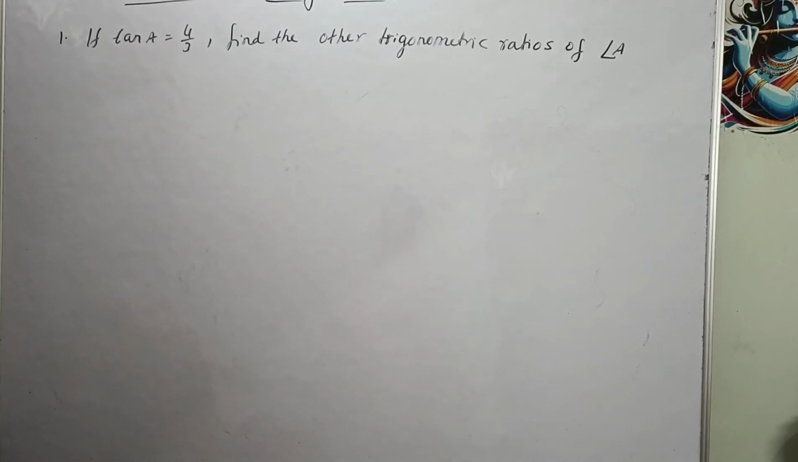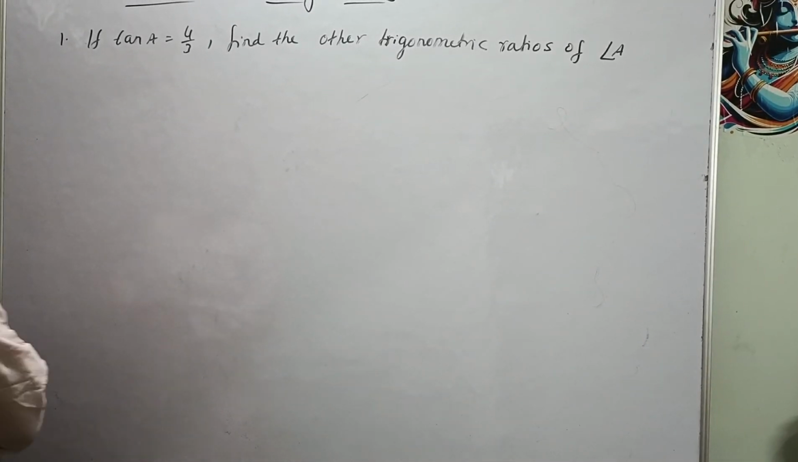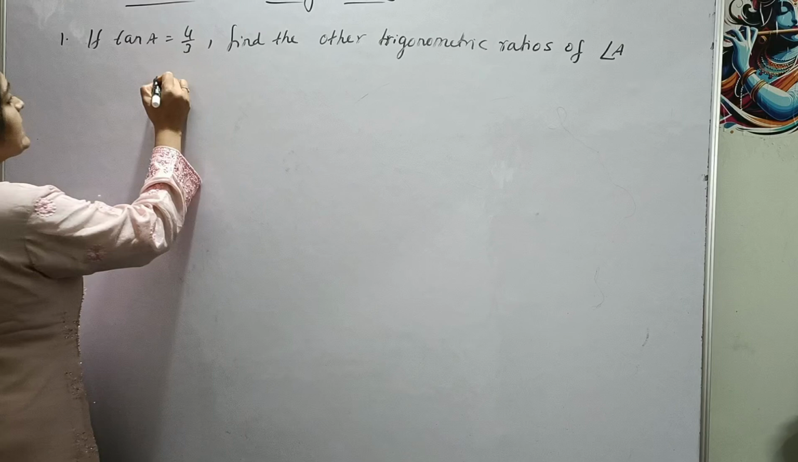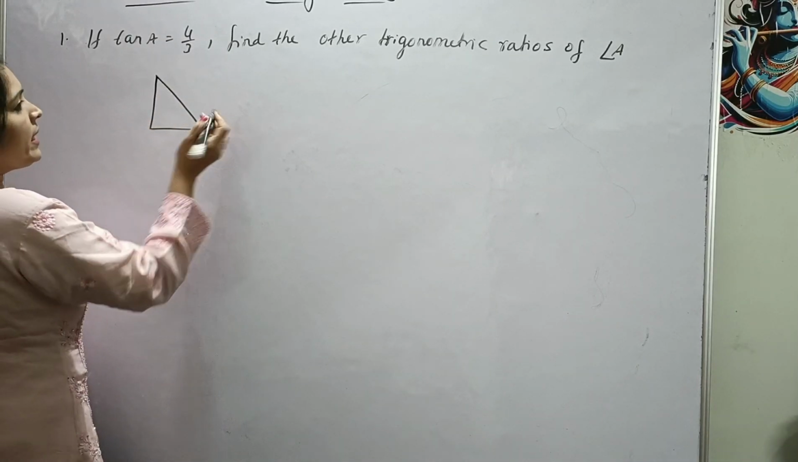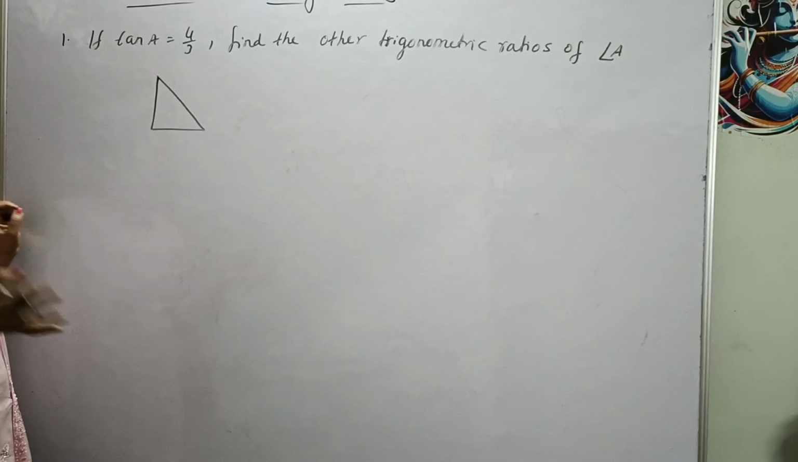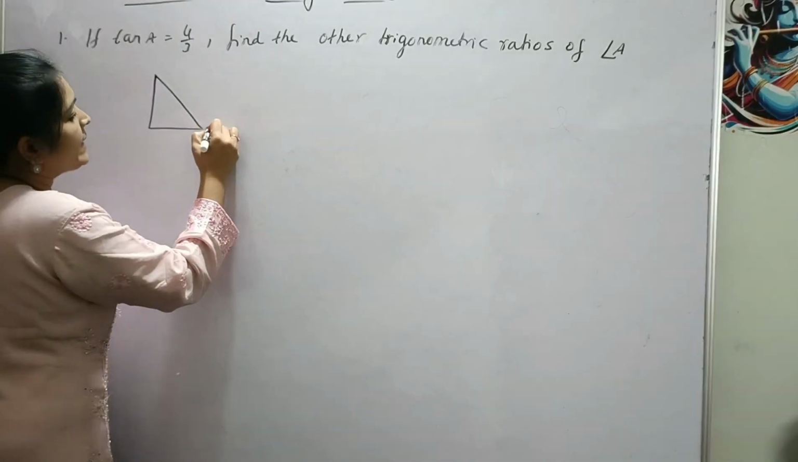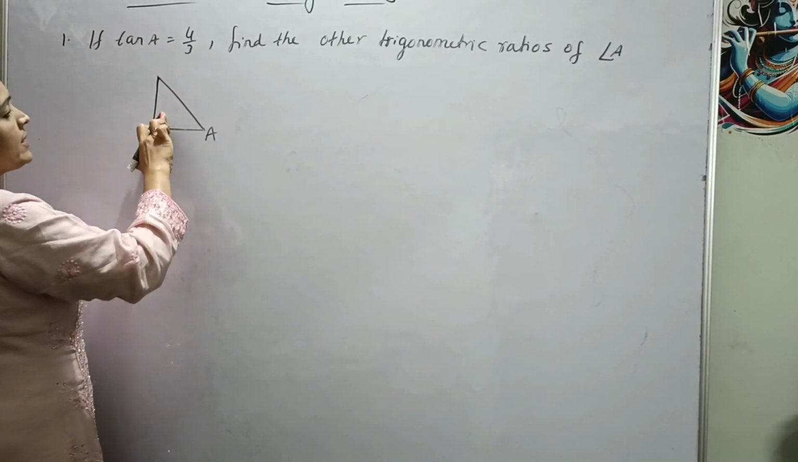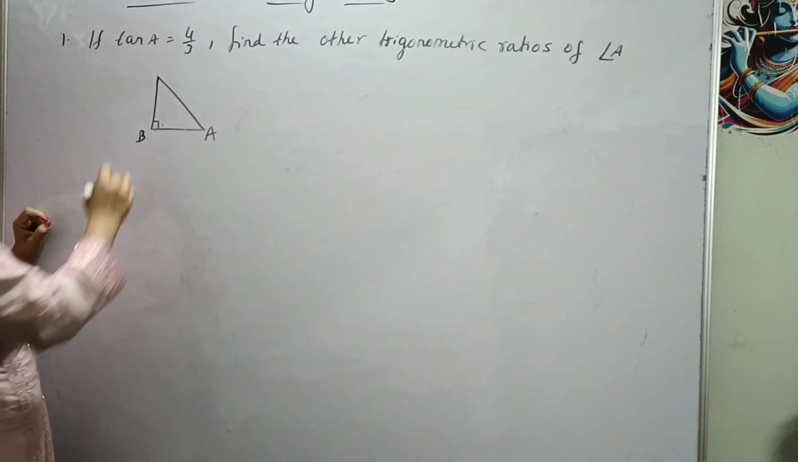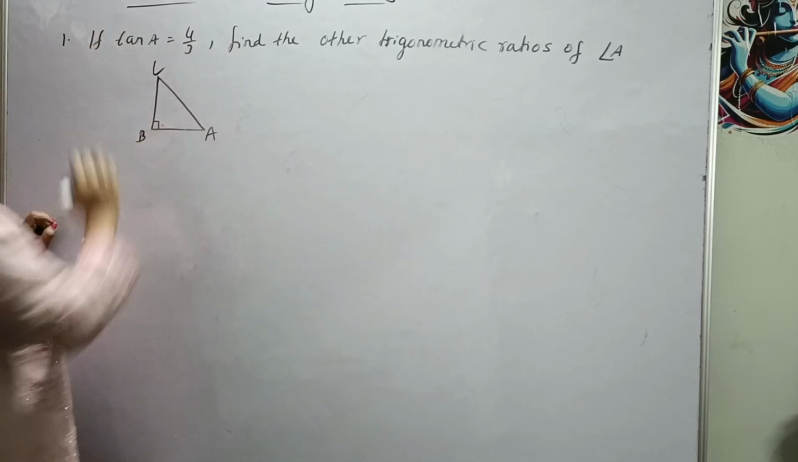Look at this example. If tan A is equal to 4 by 3, find the other trigonometric ratios of angle A. Now let's take a right angle triangle ABC. Here we have to find the trigonometric ratios of angle A. Let us take the angle A, and the right angle at B, which is 90 degrees.